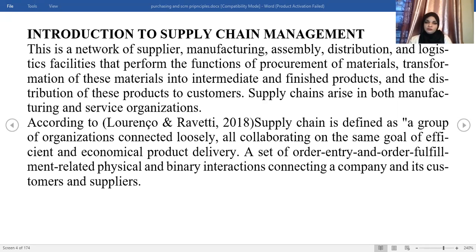When we put all this together, then we have a set of order entry and order fulfillment. So the issue of customers now comes in. Once you have the customer order, at the end of the day you must ensure you fulfill that order. And for that to be possible, you must put all those people together so that you achieve that. So our focus here is trying to connect the company, the supplier, and the customers when we're talking about supply chain management. Any question?